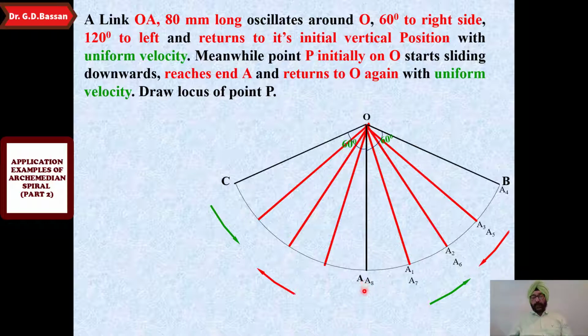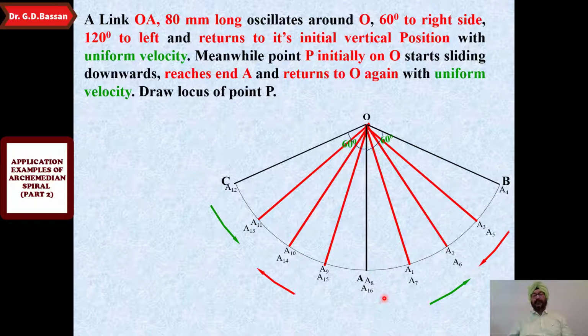Now from A8 again it moves towards the left hand side, so give the numbering from A9 to A12, so it will reach the position of OC. And from OC it comes back to its original position OA, so give the numbering accordingly, that is A13, A14, A15 and A16, that will be your end position. Hence the total oscillation divisions we are getting for the entire movement is 16.